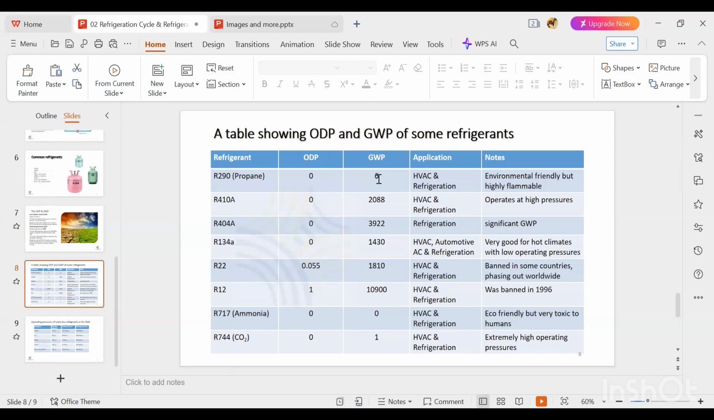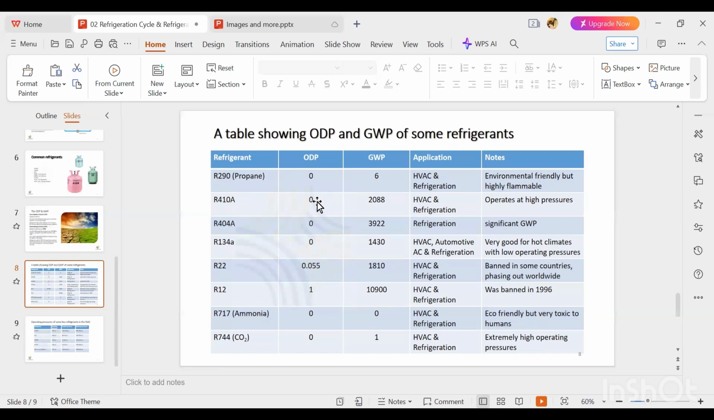This is very good in terms of GWP and ODP. It is applied in HVAC and refrigeration, so we use it in both fields. Then the point to note is environmentally friendly, but highly flammable. It can easily catch fire. So it is very good to the environment, but still when you're handling it, in fact, these are one of the most dangerous refrigerants you're going to deal with. They are very flammable, they catch fire easily. So when you're dealing with a system that has propane in it, you have to take extra caution.